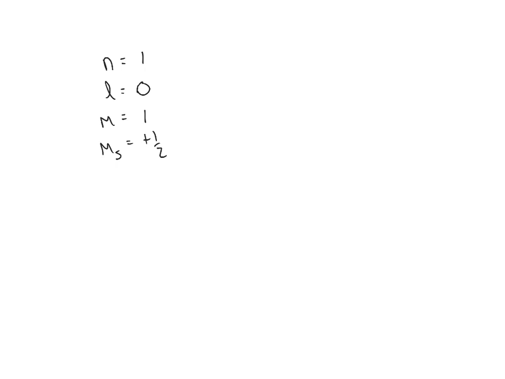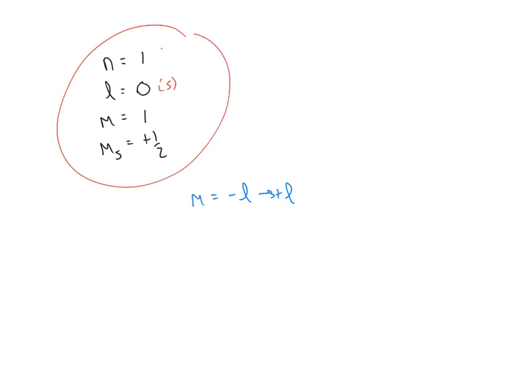And so we would say to ourselves, okay, well, n equals 1, so that's our first Bohr shell. L equals 0, so that's an S sublevel. So far we're okay because we know an S sublevel can exist in the first Bohr shell. However, our allowable values for M, remember that M can equal anything from negative L to positive L. Here we have an M value equal to 1, even though our L value was 0. And so we would say that this is not an allowable set of quantum numbers.